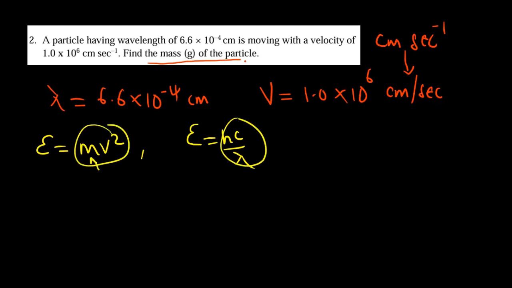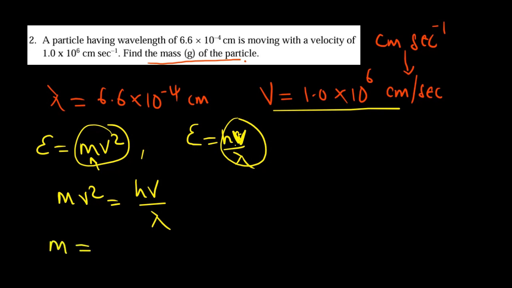So we said mv squared is going to be equal to, here we are not using the speed of light, we're just using any other speed. So where there's c there, you can just put any other speed like v. So I'll have hv over lambda. Then we divide both sides by this speed, so the mass was just equal to h divided by the speed multiplied by lambda.